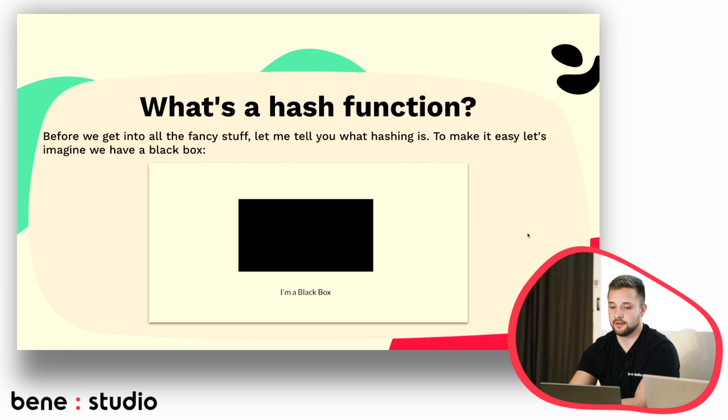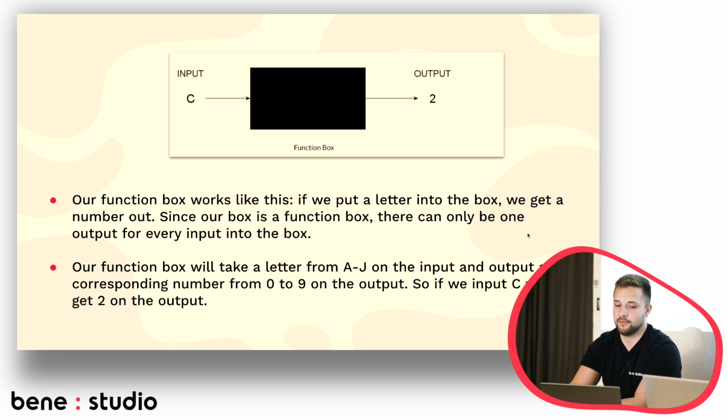To make it easy, let's imagine that we have a black box. And this black box is special. Let's call it a function box. This box will map an independent variable on the input to a dependent variable on the output.